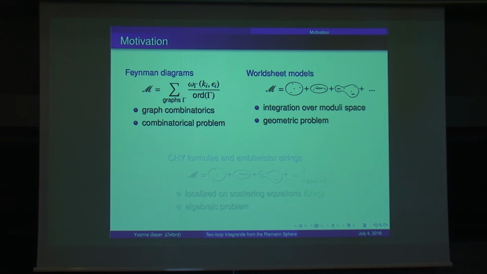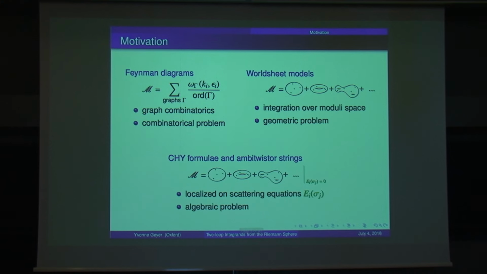Now, the payoff for this is obviously that we have an integration over the moduli space, so we have an intrinsic geometric problem. And our quantum field theory we recover as we take the appropriate field theory limit of the string theory. Now, what Ricardo has introduced you to are the CHY formulas, and as you've heard there, they have a very natural origin in terms of ambitwistor strings, which is a worldsheet model that maps you to ambitwistor space, the space of null geodesics, as a target space.